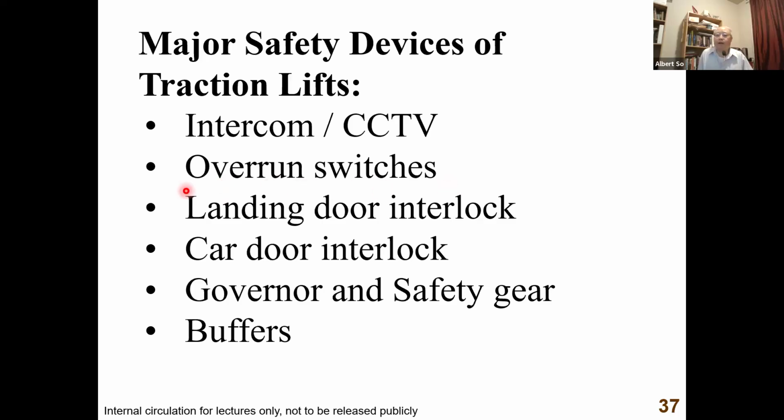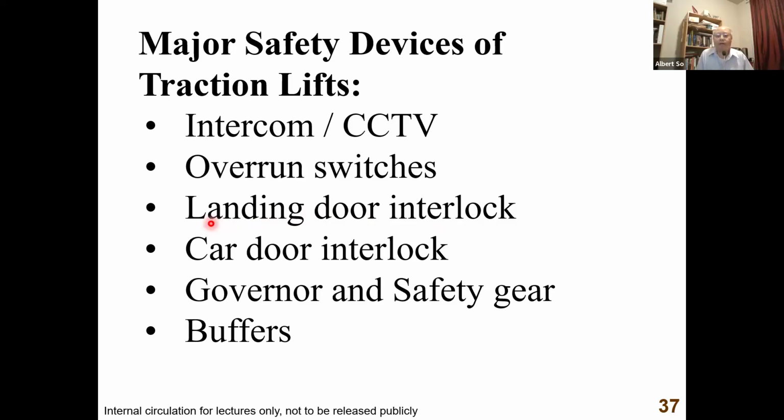Overrun switches. If the car goes up to the top floor but continues to go up, that's dangerous. Or if the car goes down to the bottom floor and continues to go down, dangerous. So we have overrun switches. If the car goes beyond the top floor or the bottom floor, the switches will be activated to turn off the power. When you turn off the power, there's no power to the motor, and at the same time the brake is applied. So it's safe.